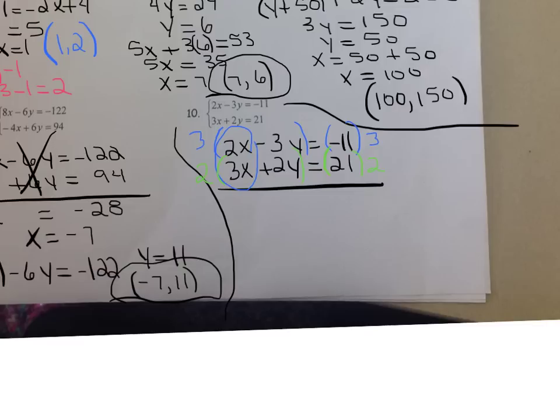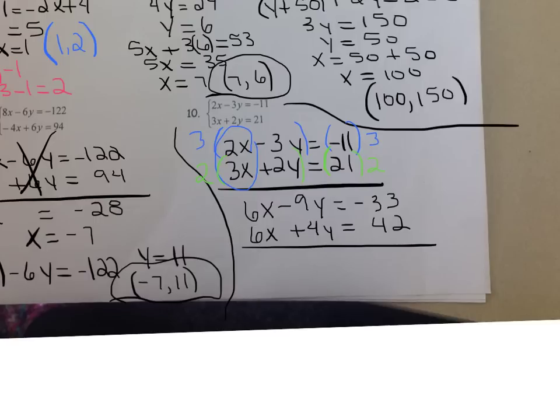So now both of my x coefficients will be 6. So now I have 6x minus 9y equals negative 33. Now I have 6x plus 4y equals 42. Now I have coefficients that are the same, right here, 6. And now I need to think to myself, how do I get rid of them?